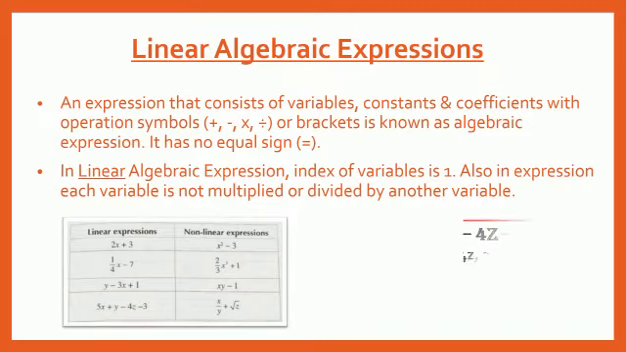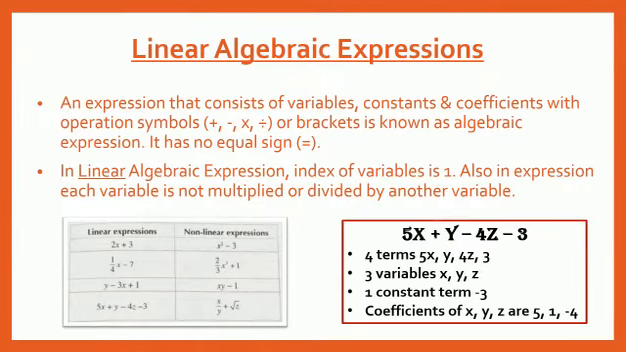So we can understand that in the linear algebraic expression 5x plus y minus 4z minus 3, there are four terms: 5x, y, 4z and 3, and there are three variables: x, y and z. It has one constant term, -3, and the coefficients of x, y, z are 5, 1 and -4 respectively.